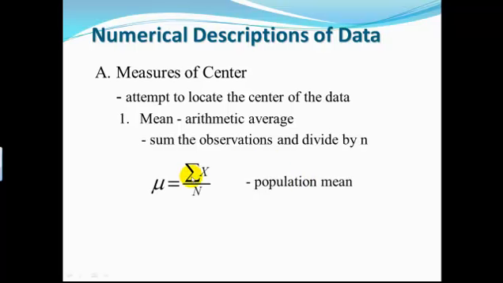We've previously looked at the summation sign. And so now we're thinking of mu, a population mean. You add up all the x's in the population, you divide by n, which is the population size. Now I'm going to give you a place for the symbols. You'll see it in your notes in just a second. But that's the first measure of center, the population mean.